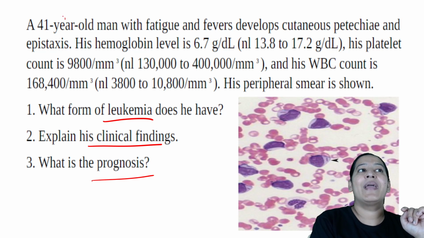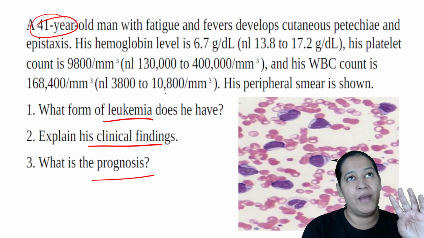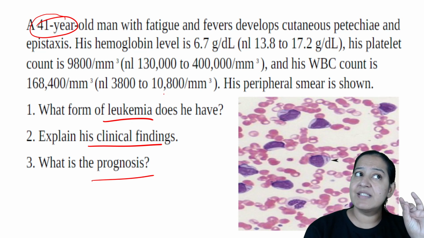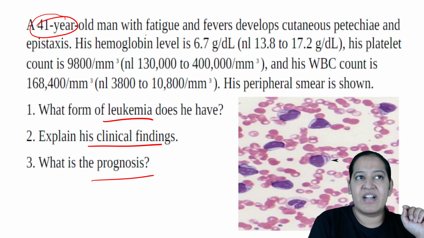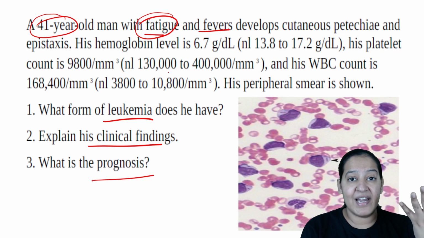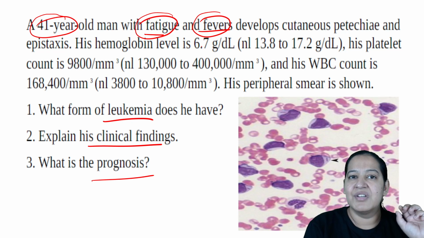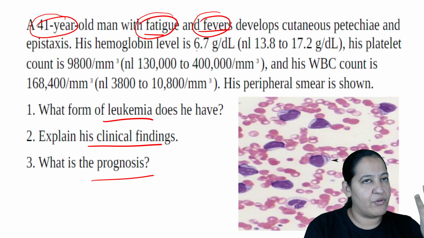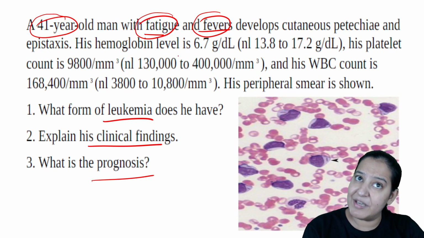Let me tell. Age is always a clue. Age is always important in all types of leukemia. There are 4 types of leukemia and age is important in each of them. So there is a 41-year-old man with fatigue and fever. Fatigue represents anemia. The patient is having fatigue, lethargy because he's anemic. Fever represents infection. So WBC may be increased or decreased, but they are non-functional. That's why the patient is having fever.